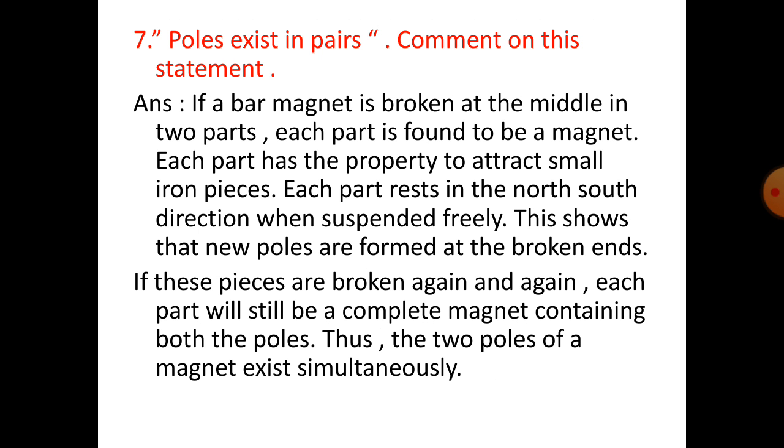7. Poles exist in pairs. Comment on this statement. If a bar magnet is broken at the middle into two parts, each part is found to be a magnet. Each part has the property to attract small iron pieces. Each part rests in the north-south direction when suspended freely. This shows that new poles are formed at the broken ends. If these pieces are broken again and again, each part will still be a complete magnet containing both the poles. Thus, the two poles of a magnet exist simultaneously.